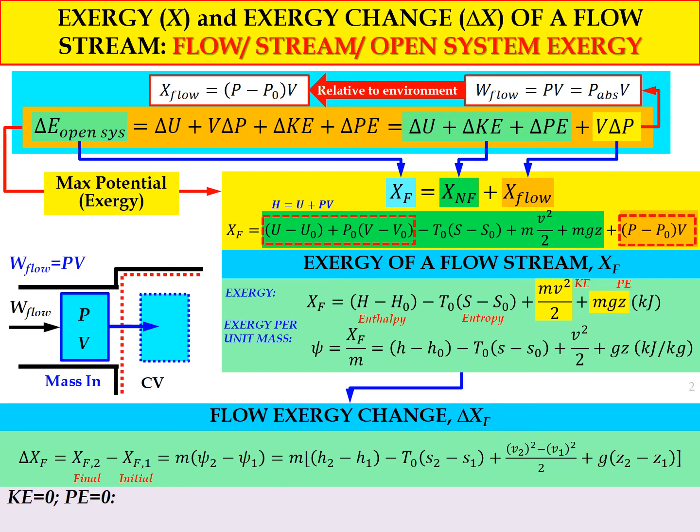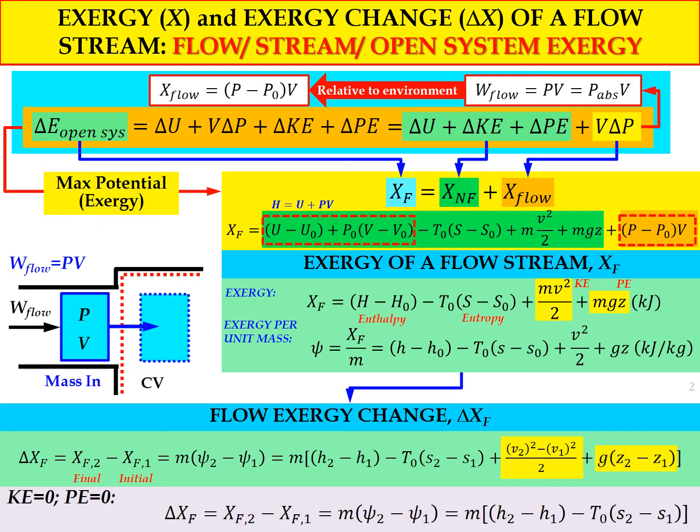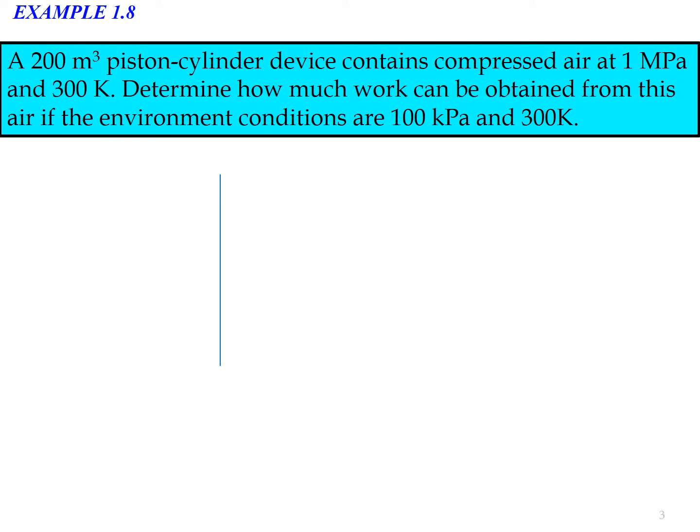Okay, so now if we simplify the equation by neglecting the effect of kinetic energy and also potential energy, we will have the final simplified exergy change for the open system. So we have delta X_f equal to m multiplied by enthalpy difference minus T naught multiplied by entropy difference. So in terms of formula for exergy change, we already derived for both closed system and open system.